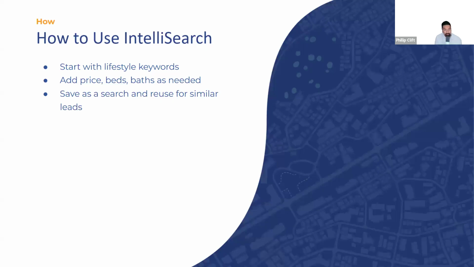All right. So now this is the part of our webinar and conversation that I get most excited talking about. And this is, how are we using IntelliSearch? What are the best practices for IntelliSearch and how can we leverage it for SEO and organic lead generation? So how to use IntelliSearch, as we've seen in multiple of those videos, it really starts with the lifestyle keywords. And then from there, filtering down by price ranges, bedrooms, and bathrooms as needed, and then saving the search and reusing it for similar leads.